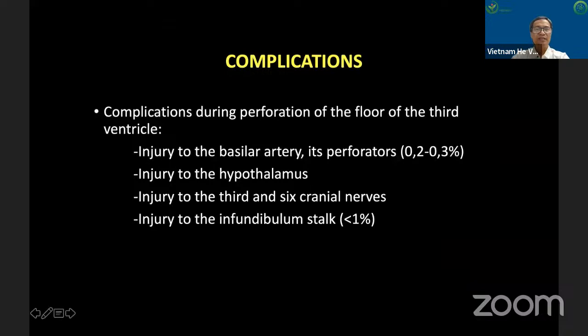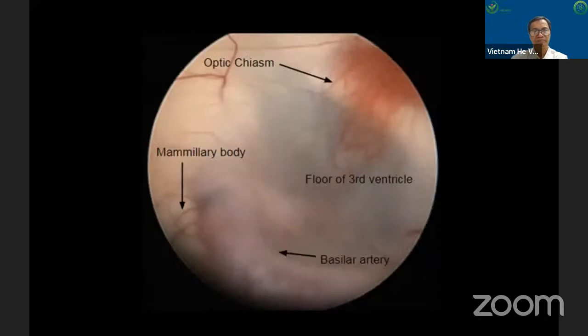And there are some other complications, like injury to the basilar artery. This is very important, very dangerous, so the patient may die because of bleeding. Others are injury to the hypothalamus, injury to the third and sixth nerve, or sometimes infundibulum stroke. This is something we have to learn before doing the procedure. When the floor of the third ventricle is thin, you can see something like that.